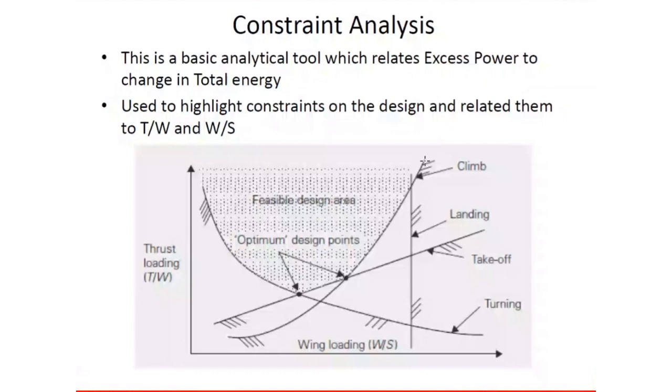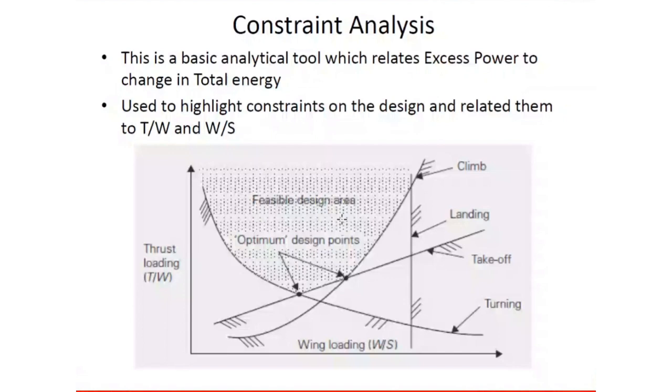There is also another curve which is for turning. For turning, of course, the thrust loading reduces if you have a larger and larger wing loading possibility. So this is also a quadratic kind of curve, but reducing in this direction. If you plot all these lines, you will see that there is a small zone here, a combination of T by W and W by S which is feasible. If you pick any point in this dotted or hash zone, what is called the feasible design area, then you are assured of meeting all the performance requirements.